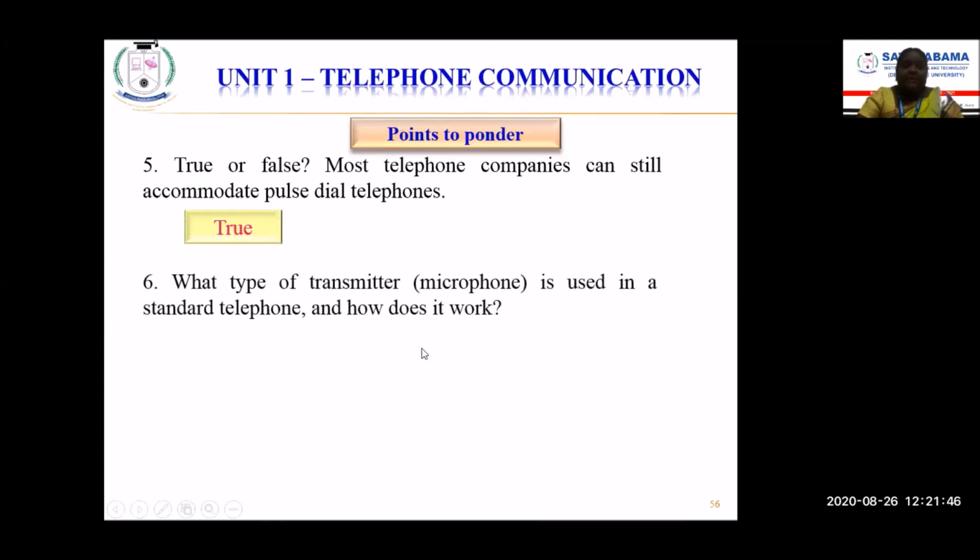What type of transmitter or microphone is used in a standard telephone and how does it work? Shravanti has answered this question in advance. Yes, what is the type? It is going to be the carbon granule transmitter. That is going to be the microphone.